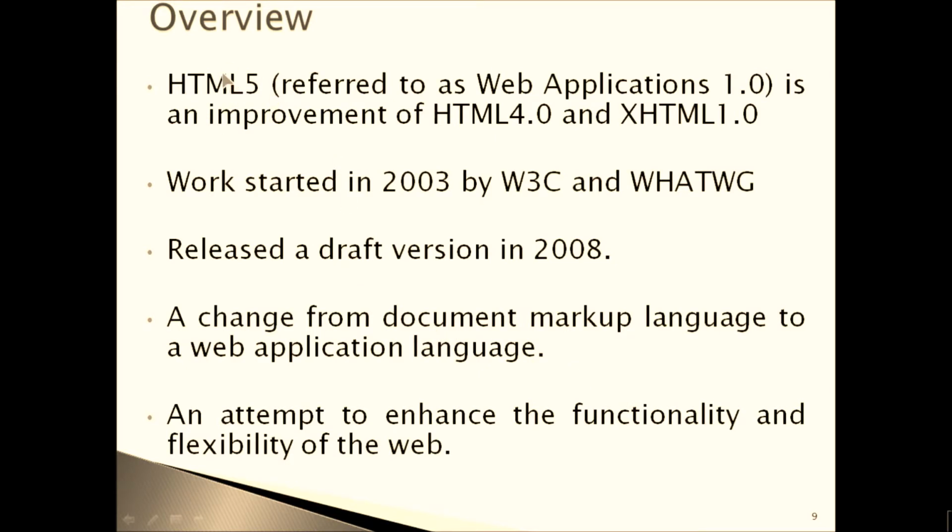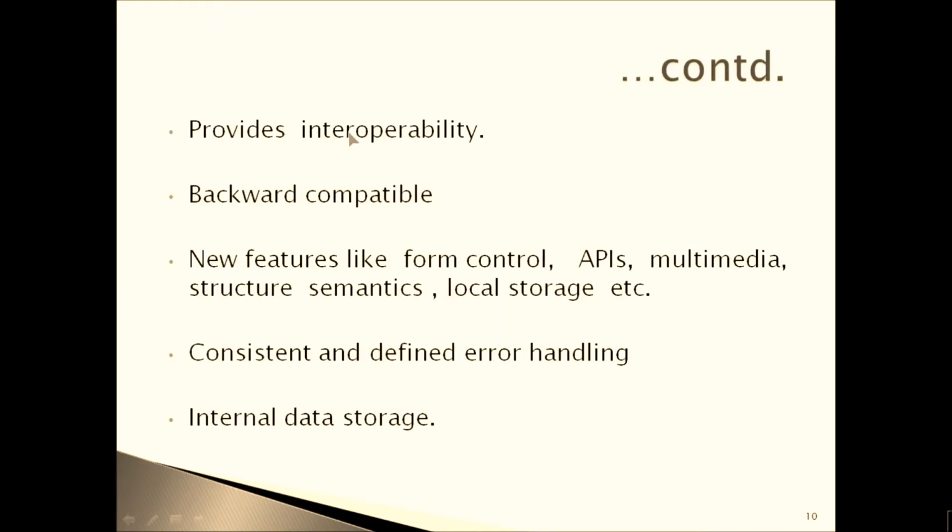HTML5 was an attempt to make things somewhat better. It provides interoperability. Interoperability means that if there are two systems, they can function together, meaning different browsers, different configurations. This is what we call interoperability. And backward compatibility, and new features like form control, APIs, multimedia, structure semantics, and local storage, etc. are there. And consistent and defined error handling, this is very important, followed by internal data storage.